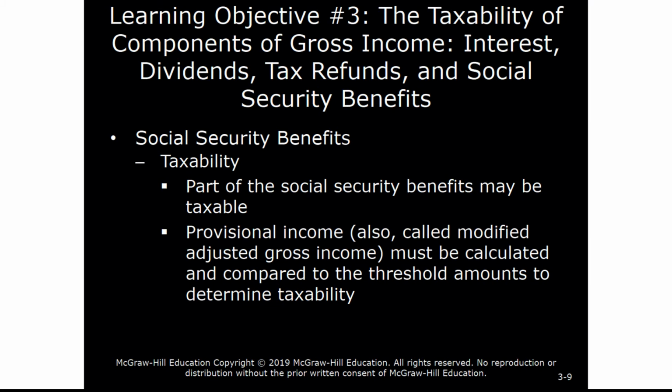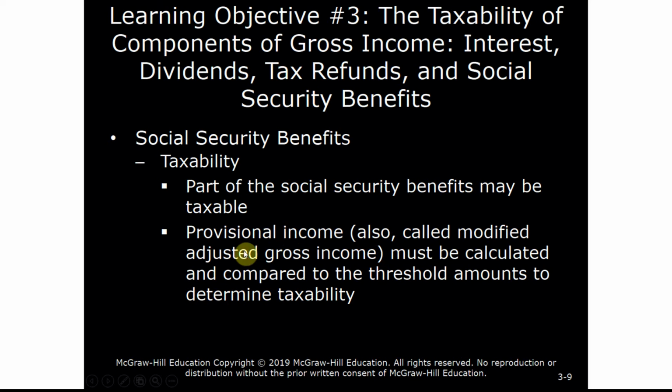I mentioned at the outset that Social Security benefits could be taxable. It depends upon the tax position of the taxpayer, and we'll talk more about that. And I think the best way to go through this little bit more complex issue is to demonstrate it by running through some problems, and we'll do that either in this video or the next.